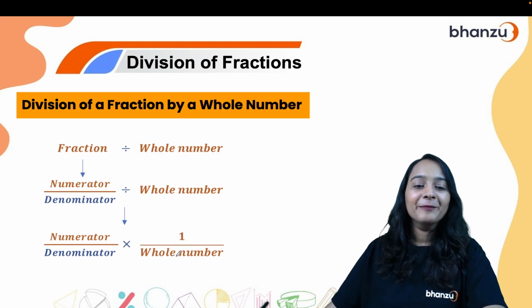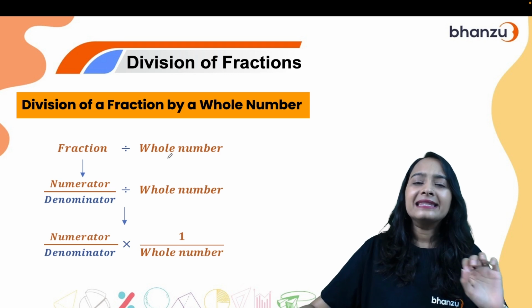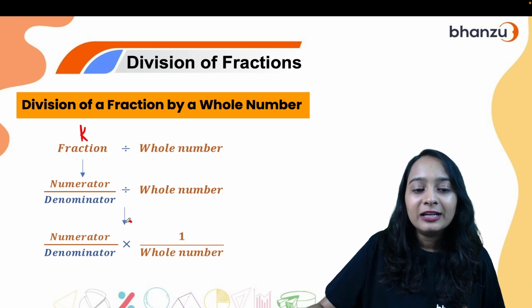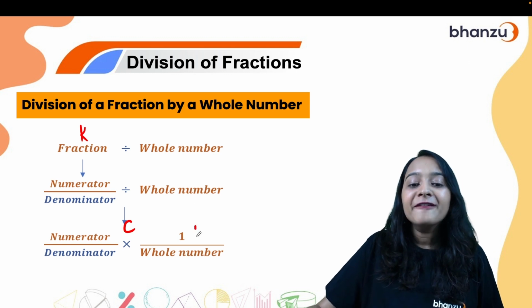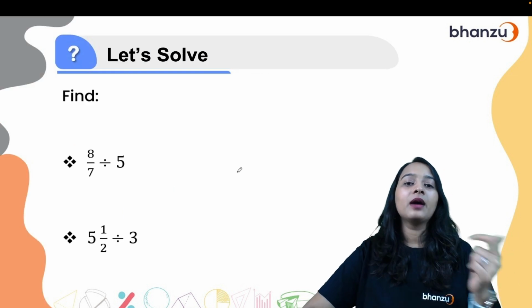Alright? Now, how to divide a fraction by a whole number? Same thing. Keep the fraction as it is. Change your division sign to multiplication symbol and flip. So the whole number, if I have suppose say 3, it will become 1 by 3.